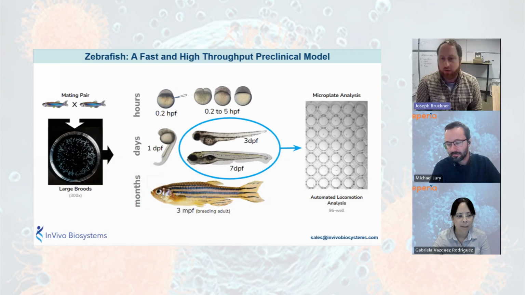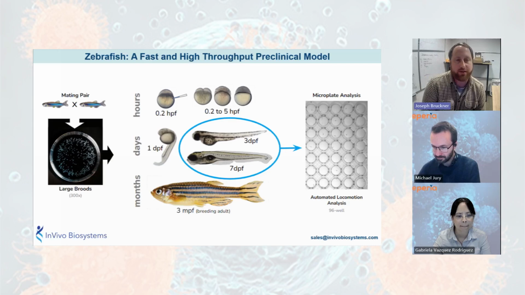So I wanted to give folks who aren't familiar with the model a brief introduction to zebrafish life stages, and what the animals look like and how we work with them. So on the left here, you can see that from a single mating pair, we can generate a very large number of offspring. This large brood size, up to potentially 300 embryos from a single pair, is part of what enables the high throughput experiments in this model, as opposed to a handful of pups from a mating pair of mice.